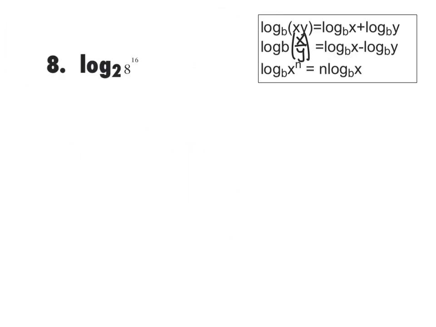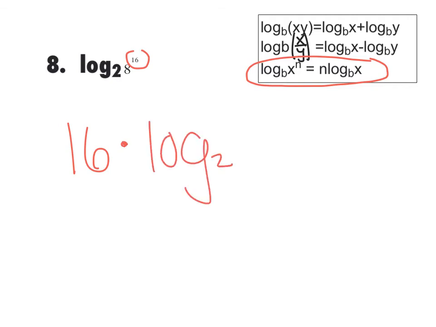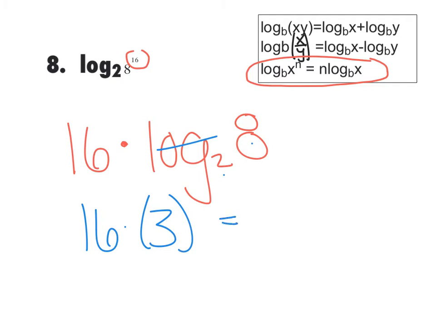Number 8, log base 2 of 8 to the 16th power. So again, you'll notice I have that power rule. So I'm going to go ahead and say the exponent just comes down in front. So I'm going to bring that exponent in front and say this is really 16 times log base 2 of 8. Again, 16 times, what power of 2 is 8? I'm just going to say that's a 3, and 16 times 3 is 48.